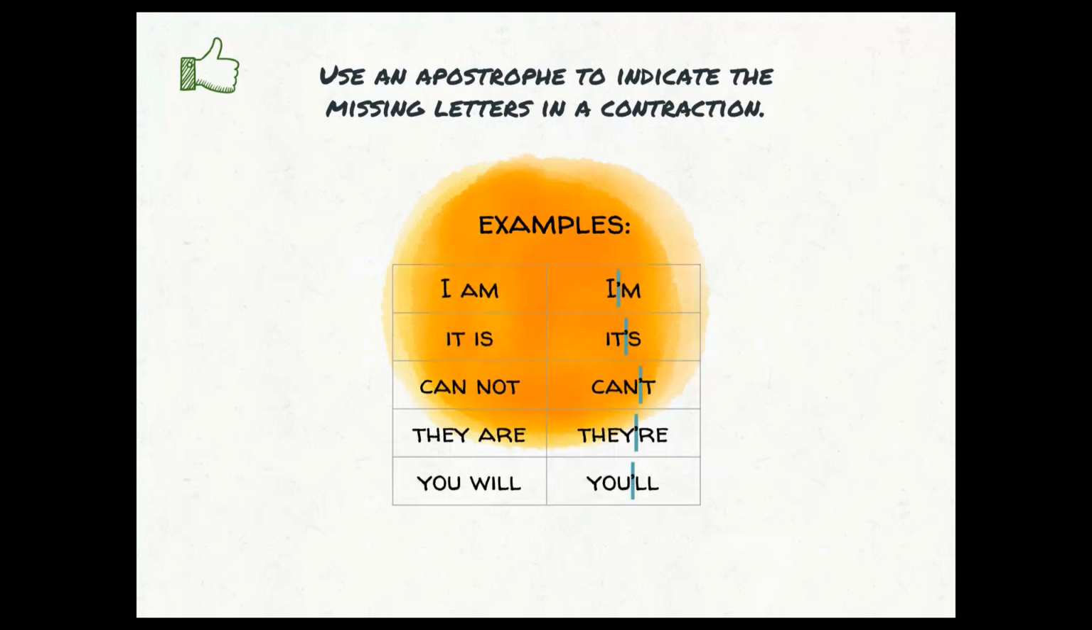We also use an apostrophe to indicate the missing letters in a contraction. So I am turns into I'm, and we represent that missing A with an apostrophe. That goes through all of these types of examples. Sometimes it's going to be representing more than one letter, but it shows us that this is really representing two different words.